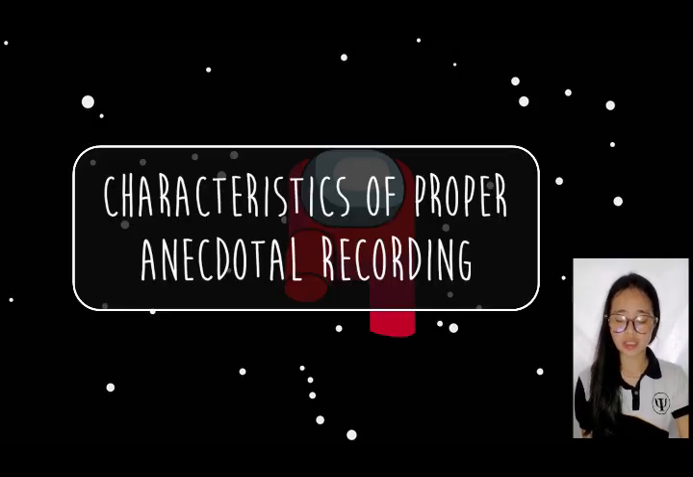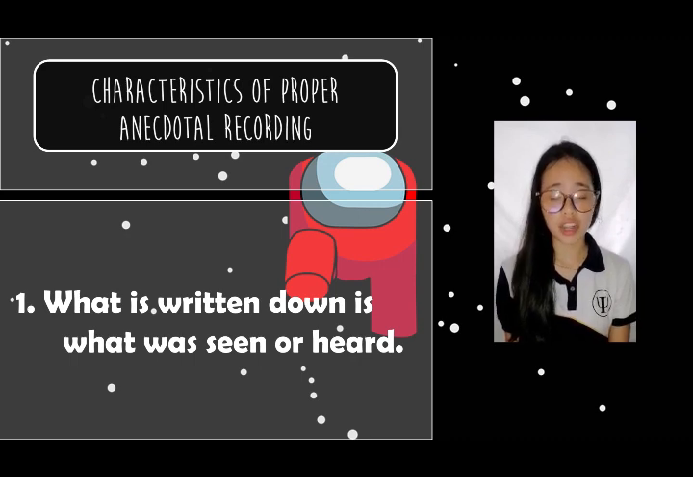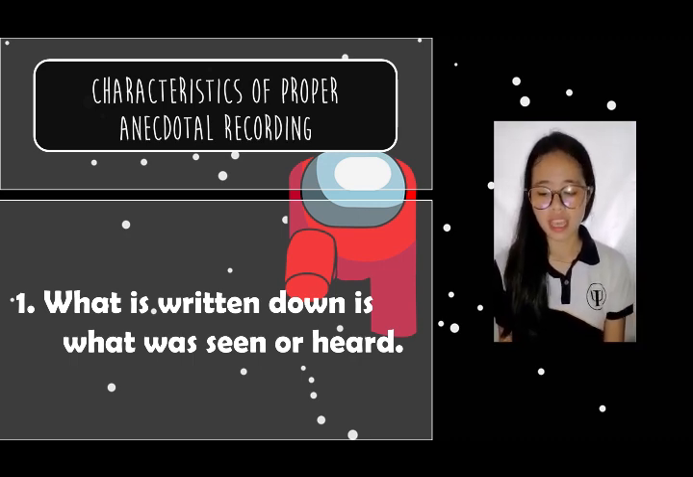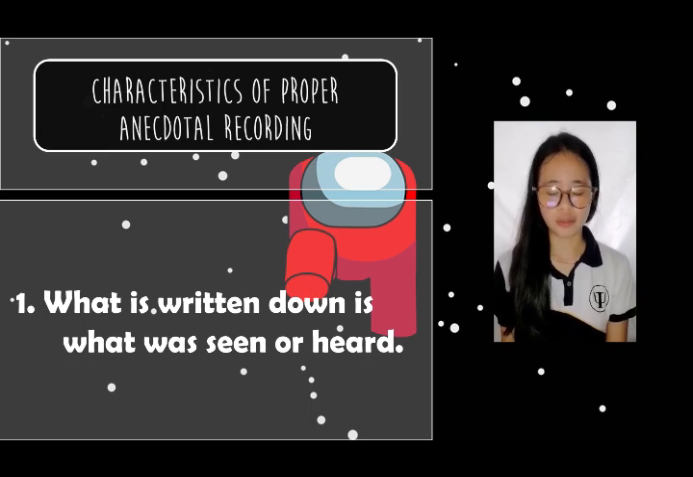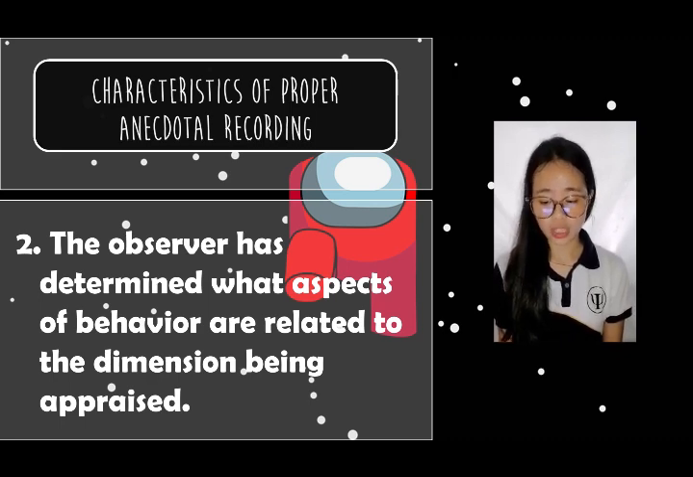So let's move on to the characteristics of proper anecdotal recording. First, it is written down what was seen or heard. Inferences, guesses or assumptions are omitted unless they are labeled as inferences, guesses or assumptions. Then, second, the observer has determined what aspects of behavior are related to the dimensions being appraised. So, he observes this only and records this only.